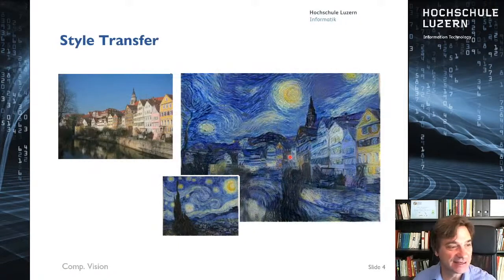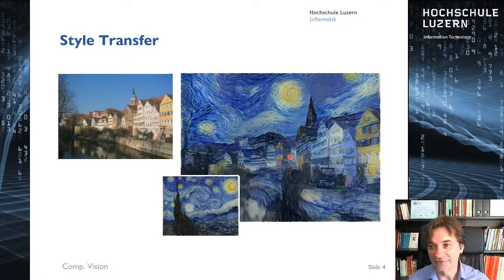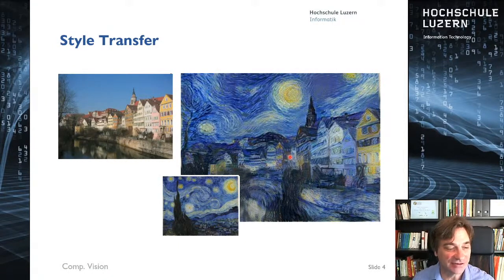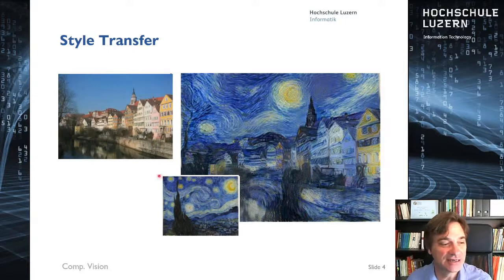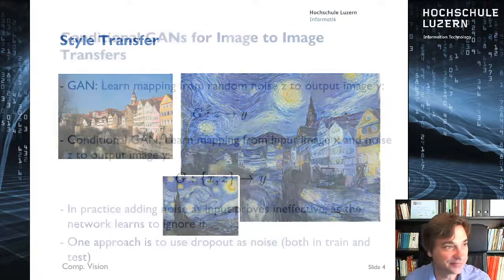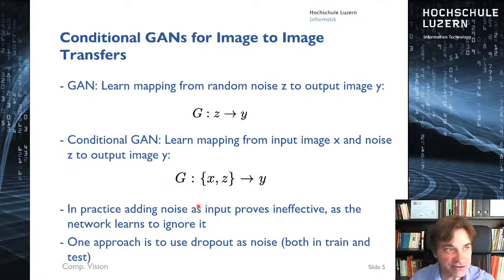And then the last one will be style transfer, where you have two images as input. One image you take as the content, and the other image you take as the style, and you try to produce an image that has the content from this one and the style from the other image. And we will see how this is done. Okay, so let's start with the first one.